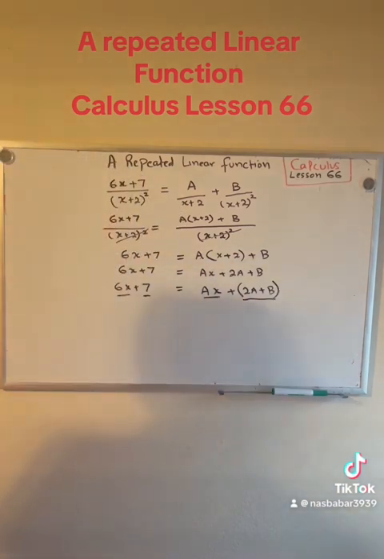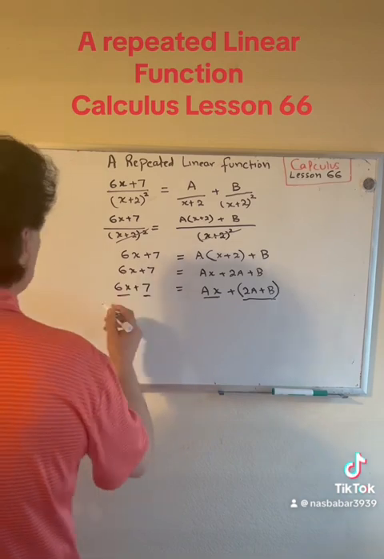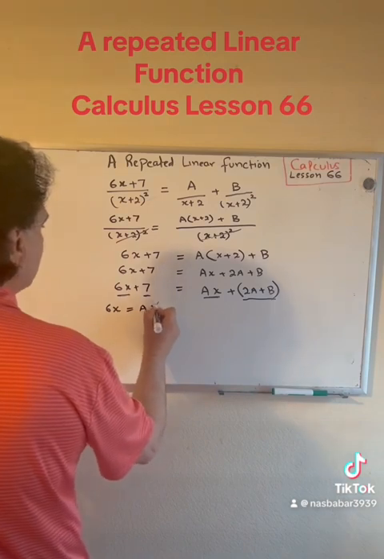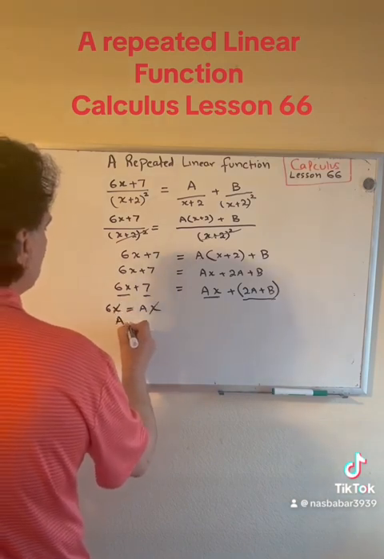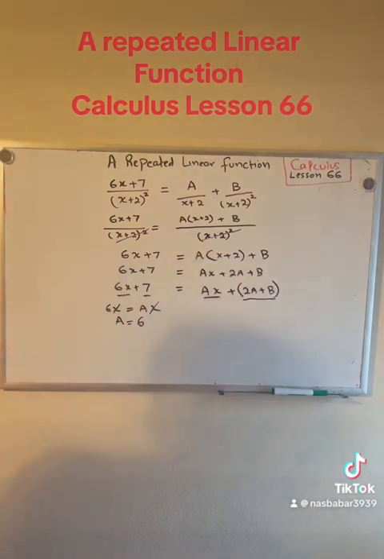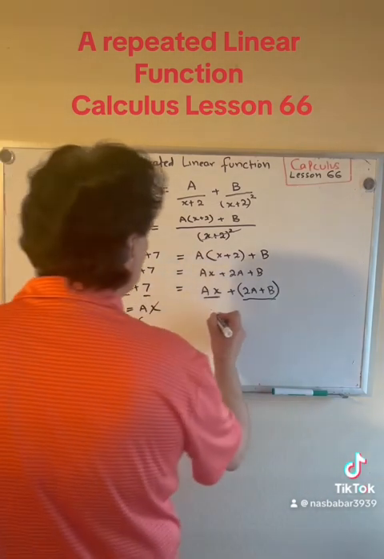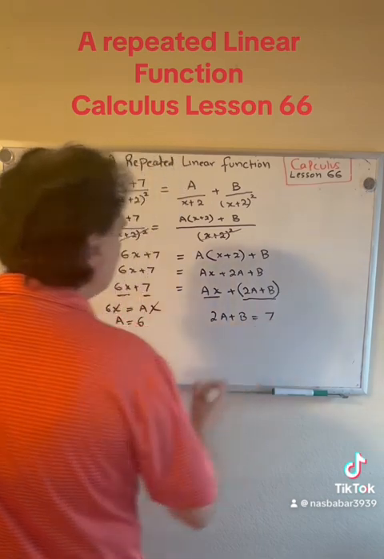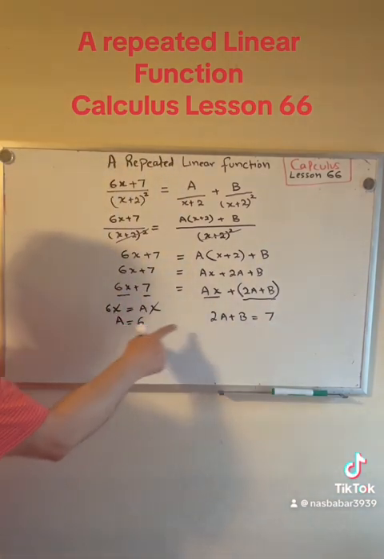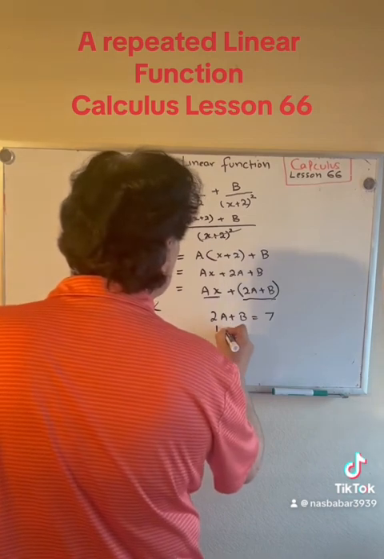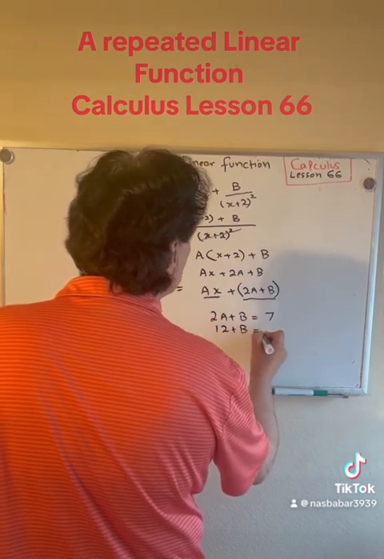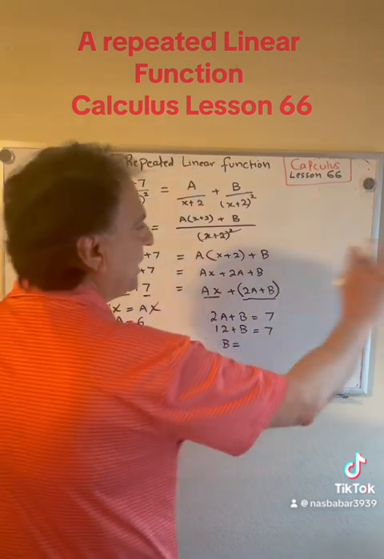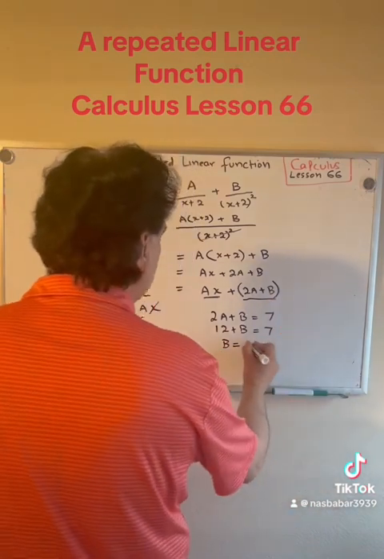From here, I can say 6x is equal to ax. x and x cancel, so a is equal to 6. Easy peasy. Now we relate this: 2a plus b is equal to 7. We just solved for a, so 2 times a, which is 6, is 12, plus b is equal to 7. So what would b be equal to? If we bring this 12 to the right hand side, it becomes negative. So the answer becomes -5.